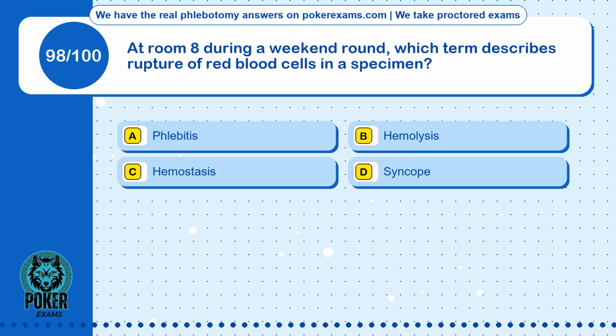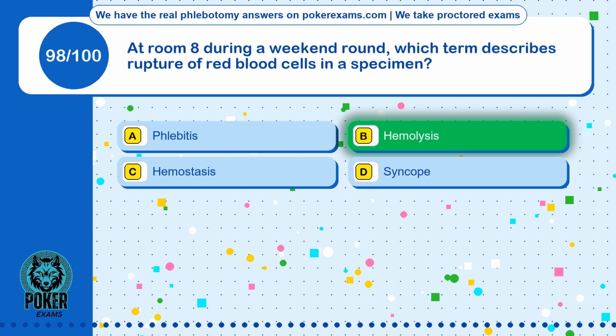Question 98. At room 8 during a weekend round, which term describes rupture of red blood cells in a specimen? Option A. Phlebitis. Option B. Hemolysis. Option C. Hemostasis. Option D. Syncope. The correct answer is option B.